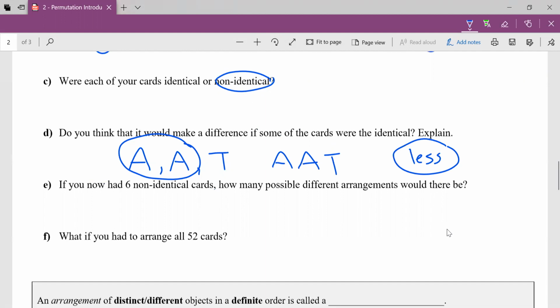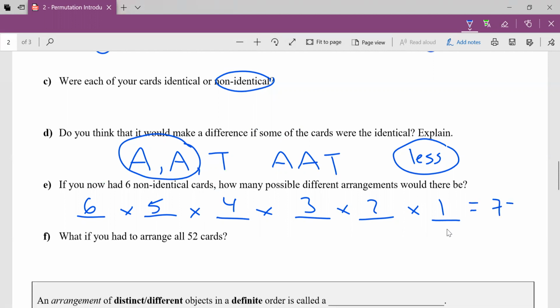Okay, if you had 6 non-identical cards, how many possible arrangements would there be? Well, I like drawing pretty pictures, right? Who doesn't? So here we go. I've got 6 cards, whatever they are, then 5, then 4, then 3, then 2, then 1. Okay, that's 720 ways that I could put 6 cards in a row.